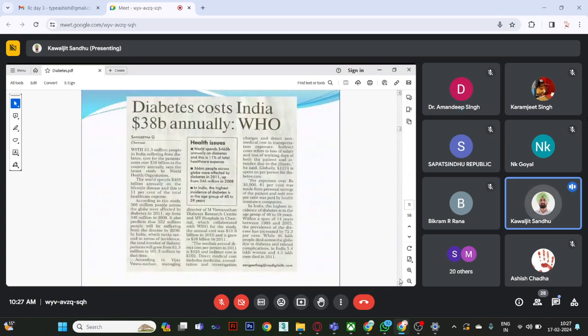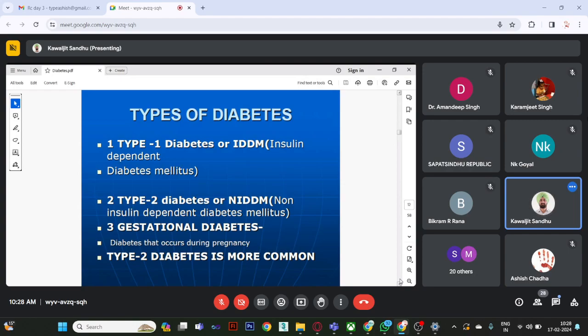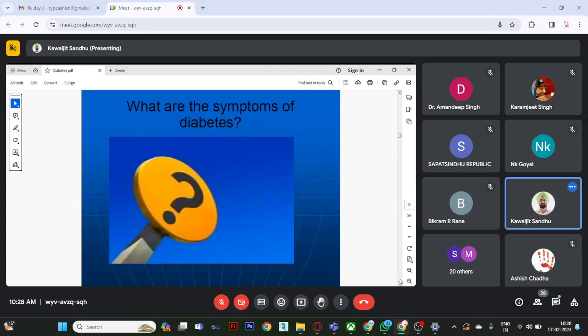Now we have various symptoms of diabetes, but I caution you not to look at these symptoms, because if you look at them, you may find one or two in yourself. So don't look at these symptoms. People who suffer from diabetes may have the problem of excessive urination, or they are more thirsty, or they feel more hunger. These are a few common symptoms of diabetes.